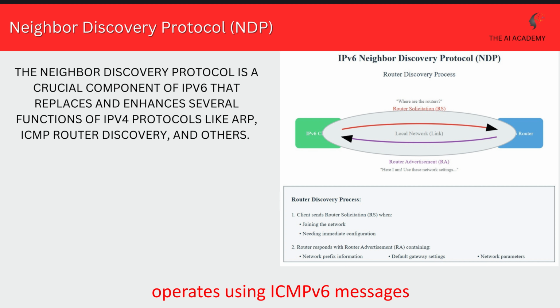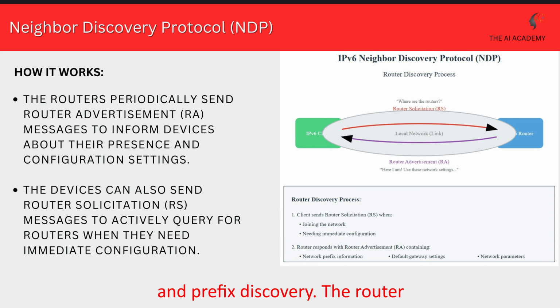The NDP operates using ICMPv6 messages and is responsible for essential networking functions like router discovery, address resolution, and prefix discovery. Router discovery helps devices identify the routers on the local network that can forward traffic to other networks. How it works: the routers periodically send router advertisement messages to inform devices about their presence and configuration settings. The devices can also send router solicitation messages to actively query for routers when they need immediate configuration.